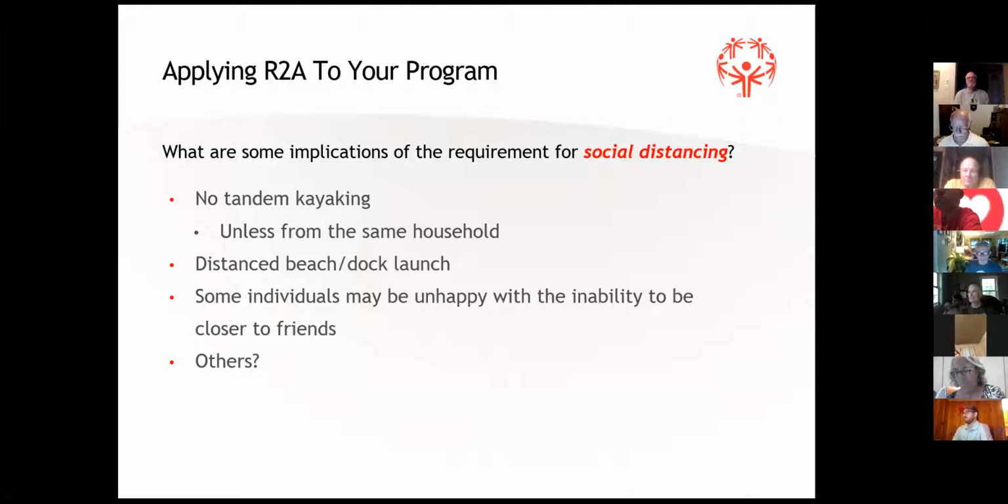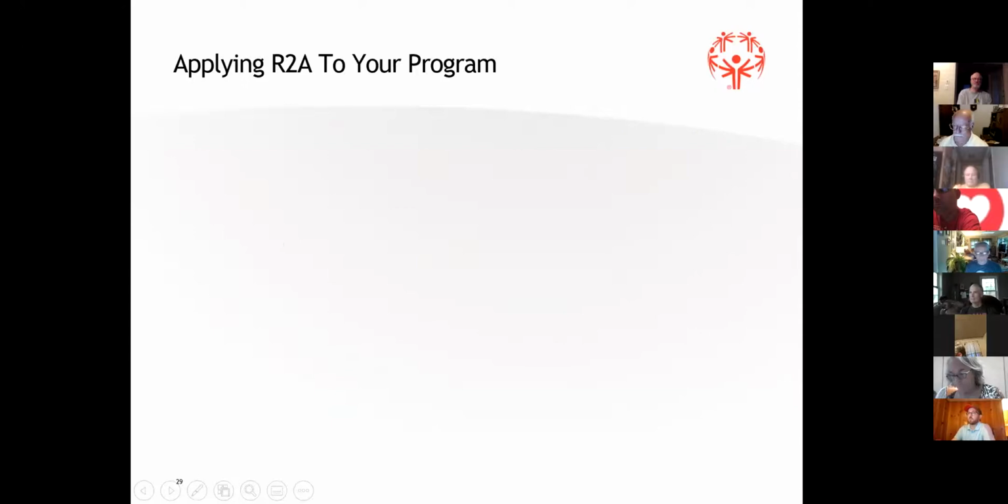And one of the toughest ones again is some individuals might not be happy that there are no high fives, no handshakes, no fist bumps, no hugs. Our athletes love to see each other. Our athletes love to see you as coaches, but with the social distancing in place, we just can't do that stuff yet. Looks like we do have a question.